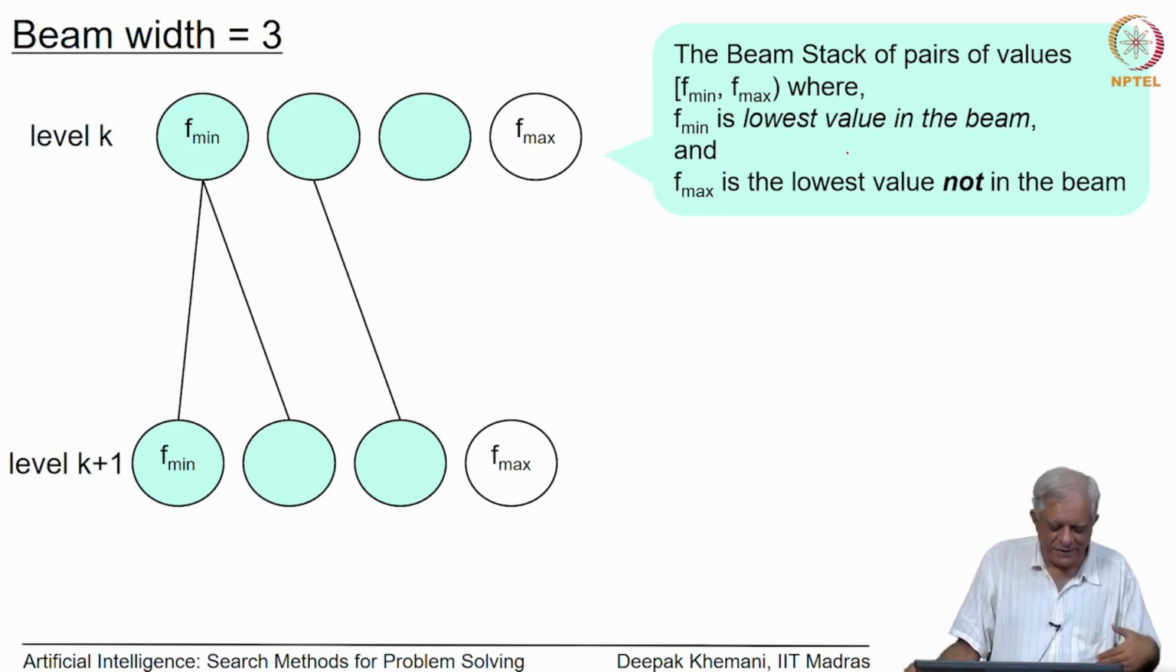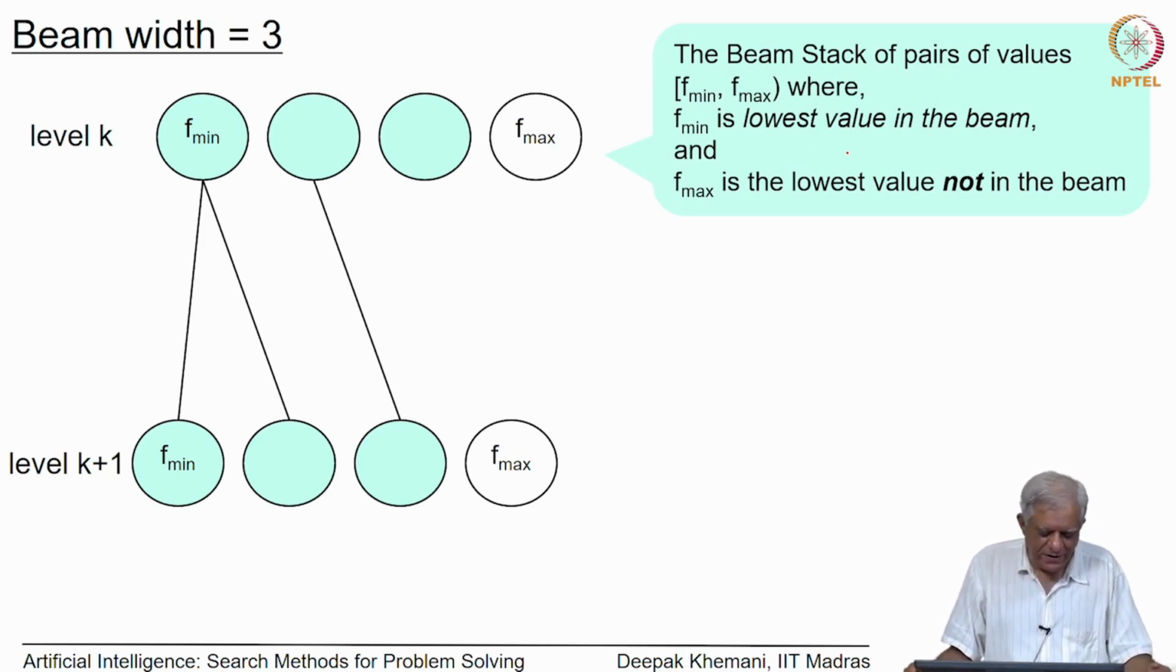So, we will illustrate this with this level k plus 1. k plus 1 also has those 4 nodes, f min as the cheapest node in the beam, f max as the cheapest node which is not in the beam. We are not talking about nodes which have been visited. So, all these nodes are yet to be visited. So, f max is the cheapest node which is yet to be visited, f min is the cheapest node which is currently in the beam essentially. And if you want to backtrack from here, what do you do?